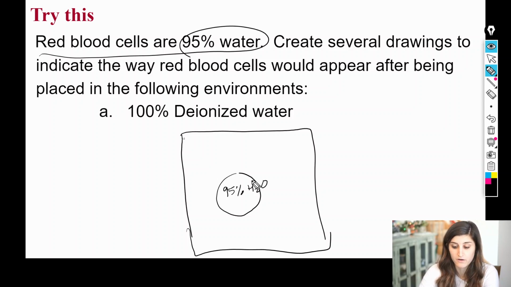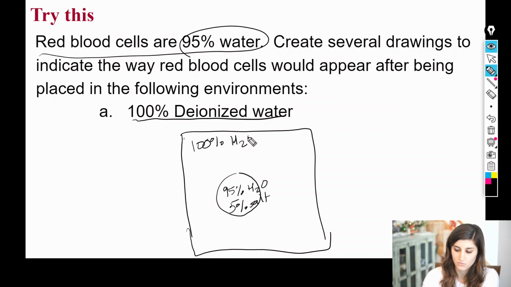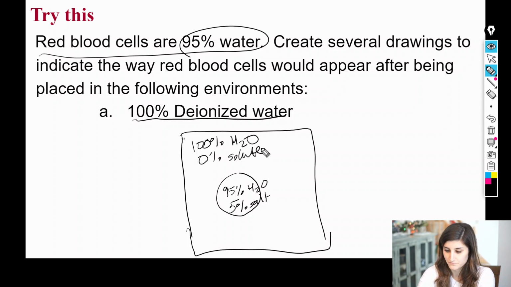And we need the total amount of material inside the cell to add to 100. So how much solute is in our red blood cell? Well, we just do 100 minus 95, and that gives us 5% salt. And really, you could put solutes, either way is fine, but that's what we're going to do. 95% water, 5% salts. And we're putting it in a solution where it's 100% deionized water. So 100% water, 0% solute, right?